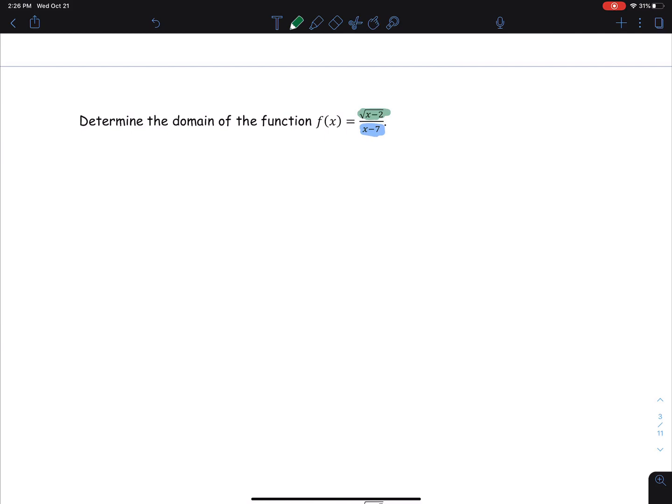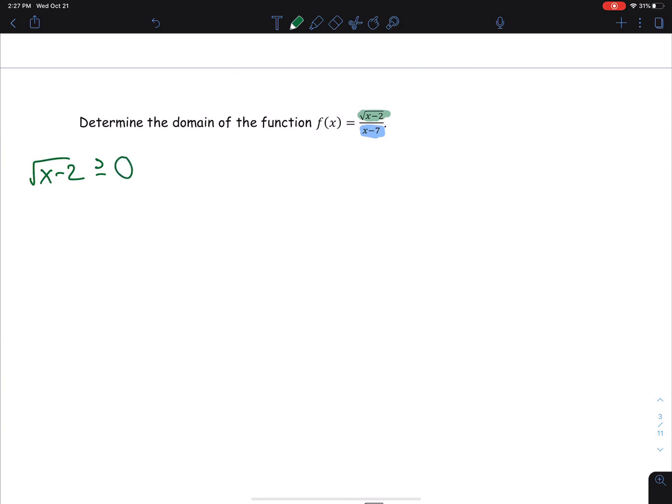So let's first look at the numerator. You can first look at the denominator if you want to, but I'm just going to choose the numerator here. So we have the square root of x minus 2, and I know that has to be greater than or equal to 0, because the inside cannot be negative, or else we have an imaginary number. So it has to be greater than or equal to 0, which means if you square both sides, x minus 2 has to be greater than or equal to 0. Just solve for x there. So we know one stipulation is x has to be greater than or equal to 2.